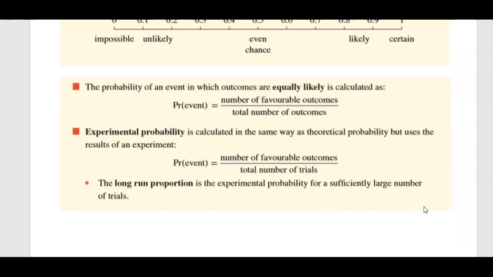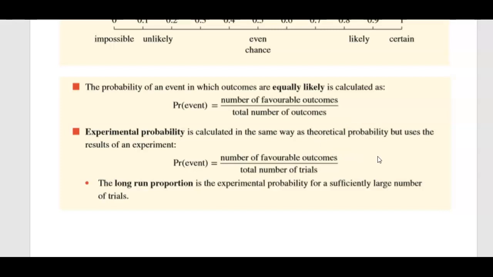So when we're calculating the probability, this is your basic formula. The probability of an event is the number of favorable outcomes over the total number of outcomes. So if you wanted to roll a 6 on a die, it appears once, and there's 6 numbers on the die, so the probability of rolling a 6 is 1 over 6, or the probability of rolling a 5 is 1 over 6.